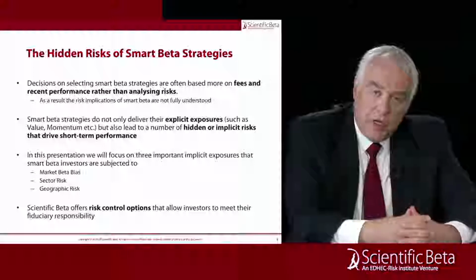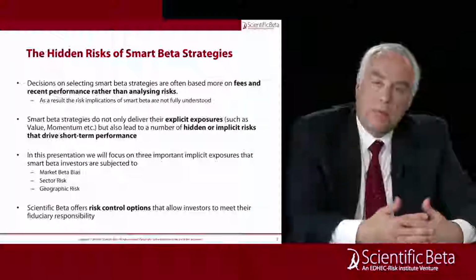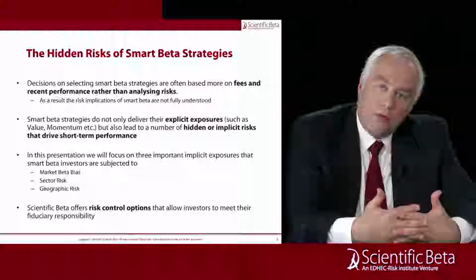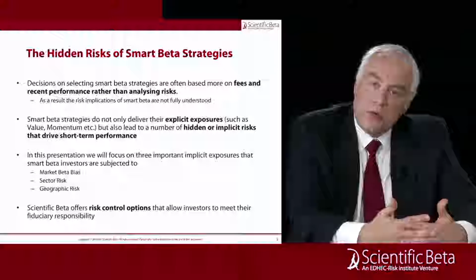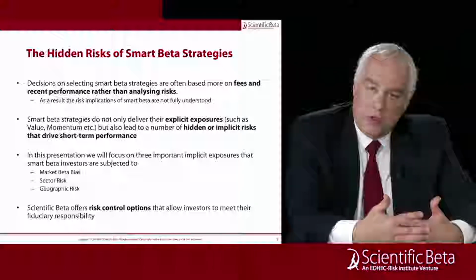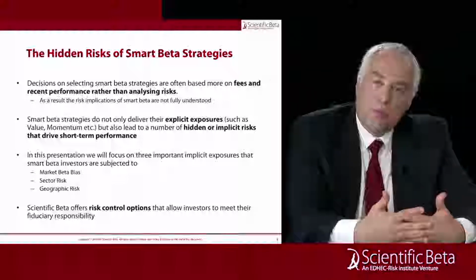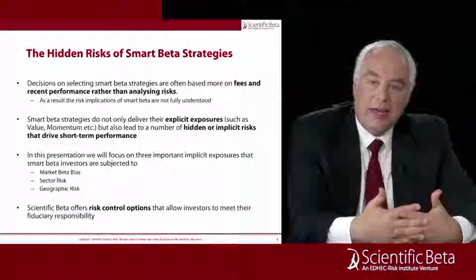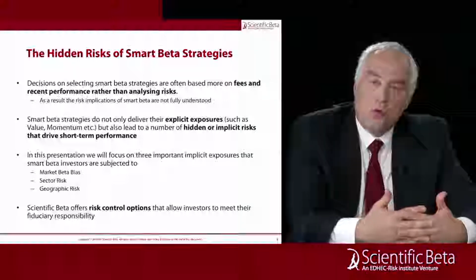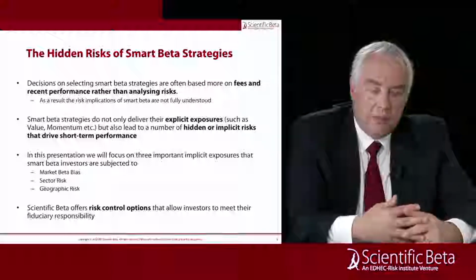So in this presentation today, we would like to focus on three important implicit risks. The risks we will focus on today are the market beta bias, sector risk, and geographical risks. Not only will we look at the impact of these risks, but we will also look at offering risk control options that allow investors to control for these risks and therefore meet their fiduciary responsibility.